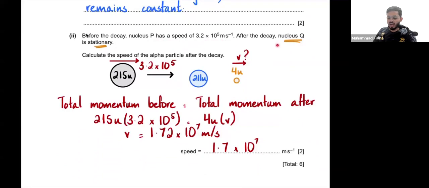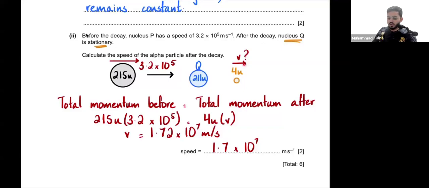Before the decay, nucleus P has a speed of 3.2 × 10^5 meters per second. After the decay, nucleus Q is stationary. Calculate the speed of the alpha particle after the decay. So this was our nucleus P, which was initially moving at this speed. Then it breaks apart. The one in blue is Q, which is now stationary, so it's not moving.